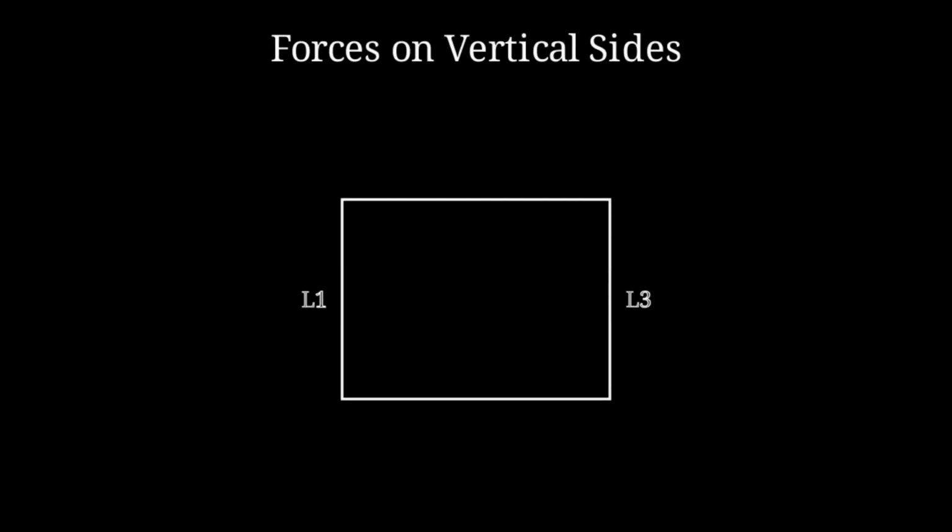Now look at the vertical sides of length L. Since they are perpendicular to the field, they experience maximum force. Using the right-hand rule, we see force F1 pulls out toward us, while F3 pushes away.